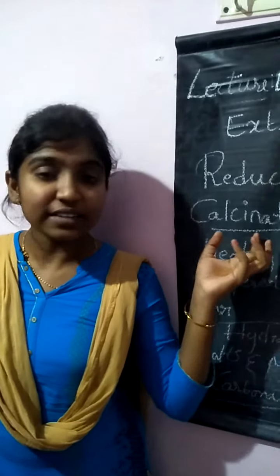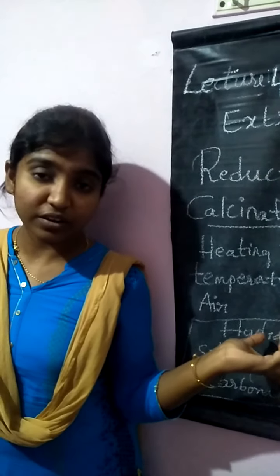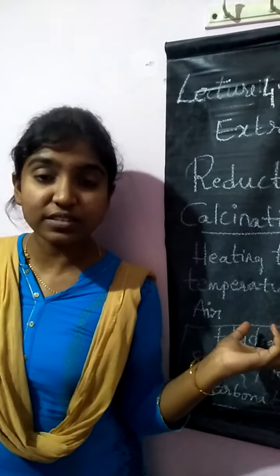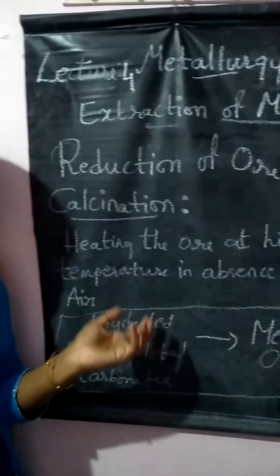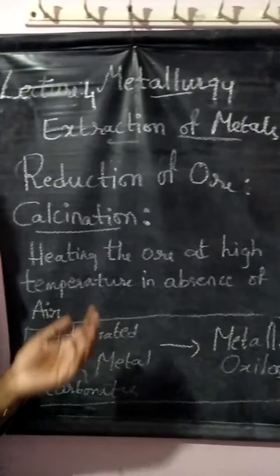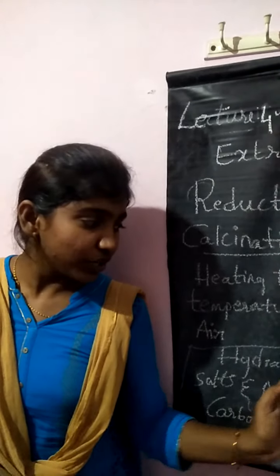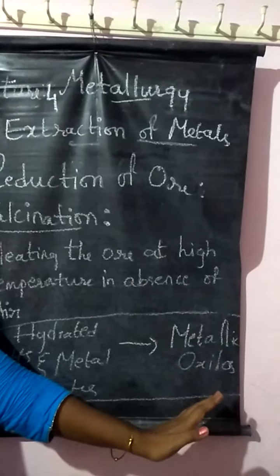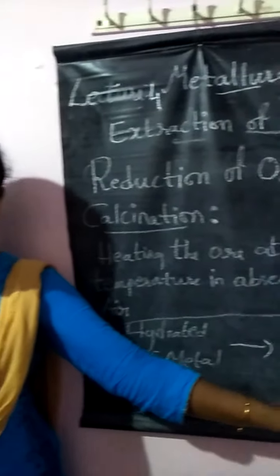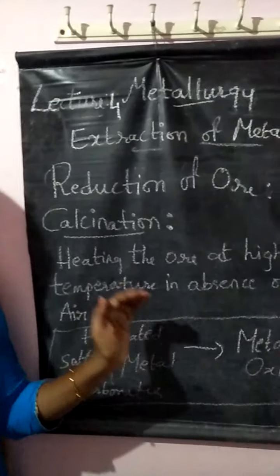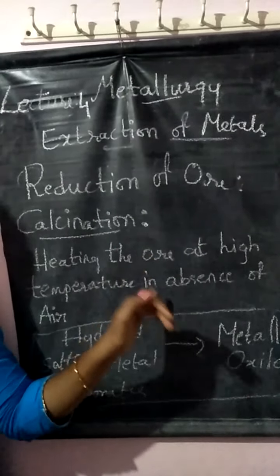So here it doesn't require any oxygen for the heating of the ore. The ore is generally heated in the absence of oxygen to give metal oxides. In roasting also we have seen that the final product was a metallic oxide. In calcination also it is the same, but it takes place in the absence of air.